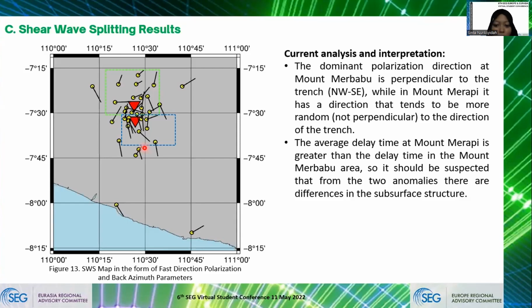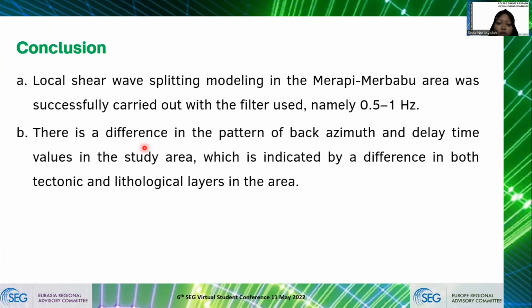Meanwhile, in Mount Merapi, the direction of polarization tends to be more random or not perpendicular to the direction of the trends, with the delay time value tending to be greater than in Mount Merbabu area, which is an average of 0.08 seconds. So it is suspected that from the 2 anomalies, there are differences in subsurface structure.